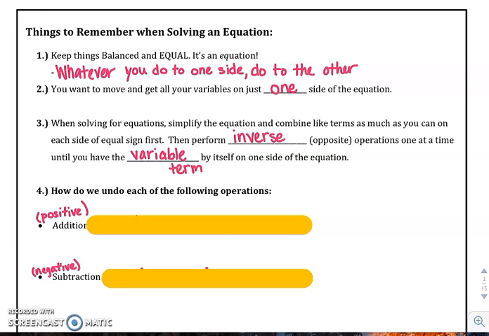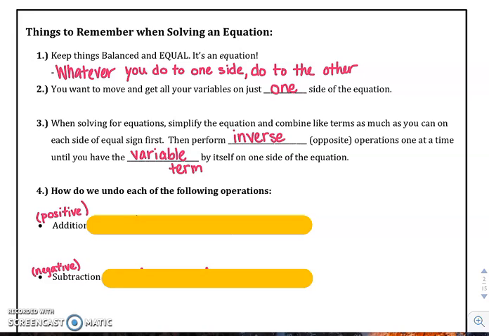When you're actually going to solve for the variable, you want to move everything to one side so that your variable is on just one side of the equation. You would have the variables on one side, everything else on the other side. So when you're solving equations, you simplify and combine your like terms as much as you can on each side of the equation first. And then you just perform inverse operations, one at a time, until you get the variable term by itself on one side of the equation.